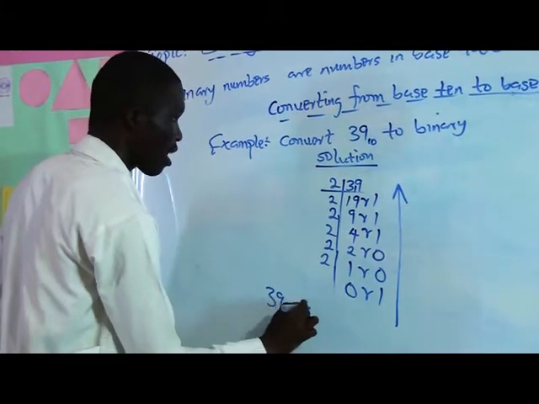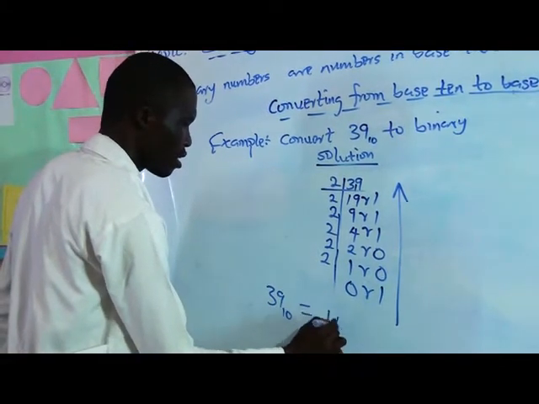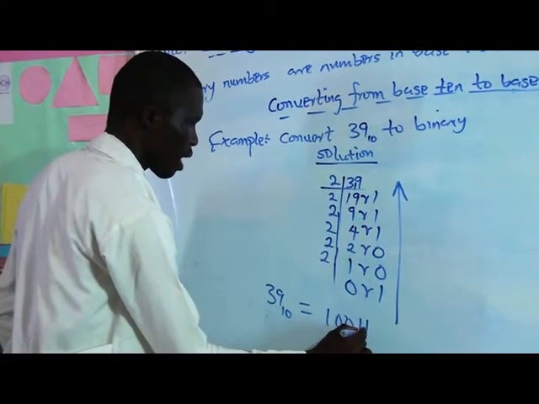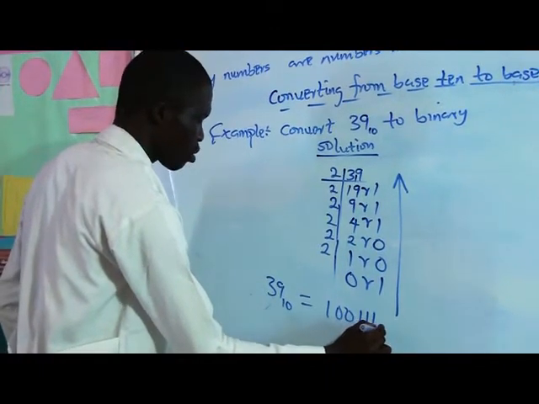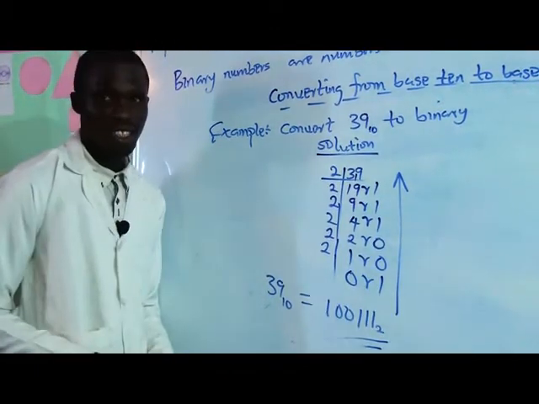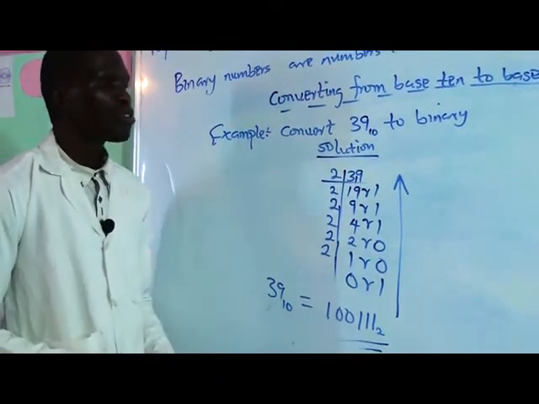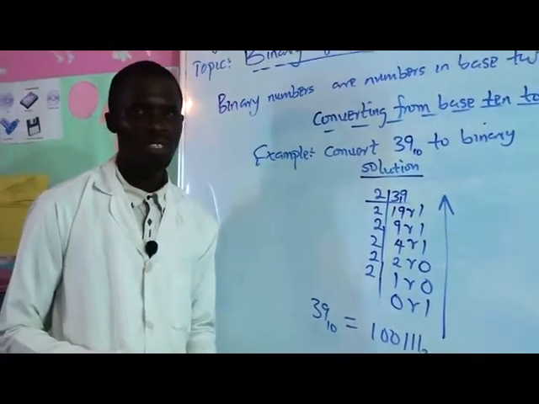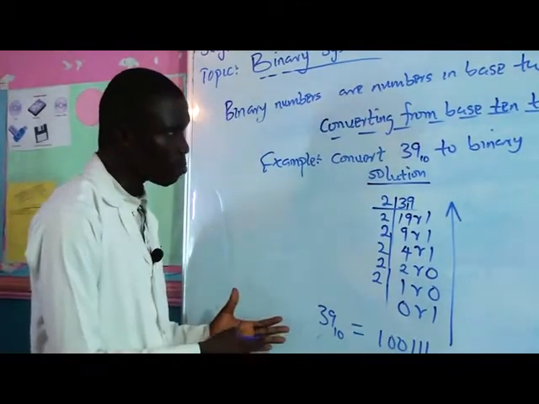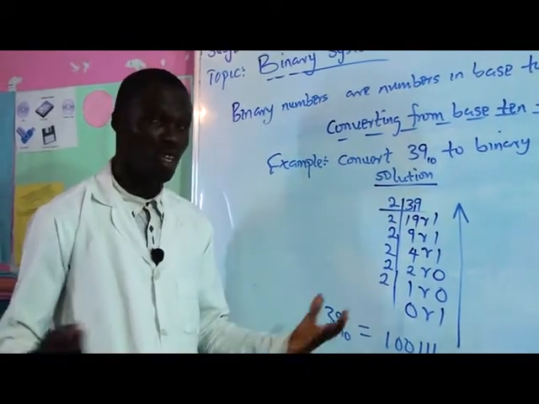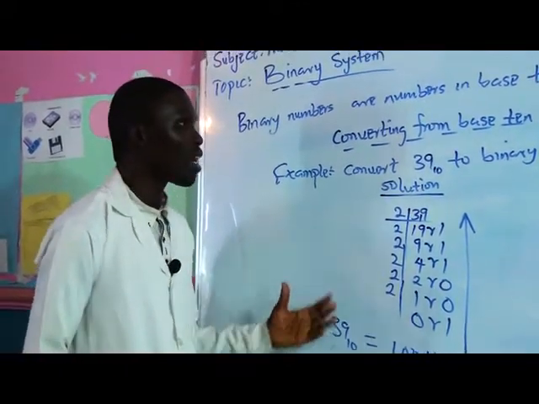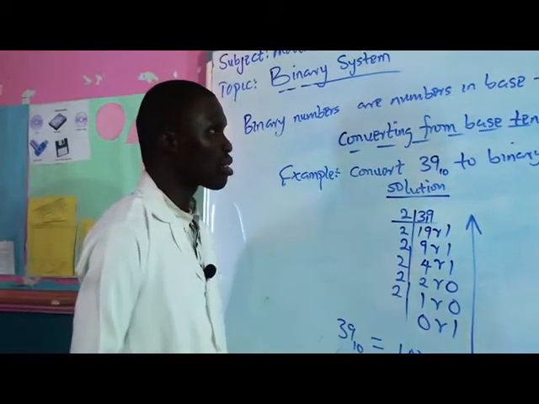39 base 10 equals 100111 base 2. So, this is just a simple way of converting from base 10 to base 2. And I hope you understand this. You can use this method to solve any question in converting from base 10 to base 2.